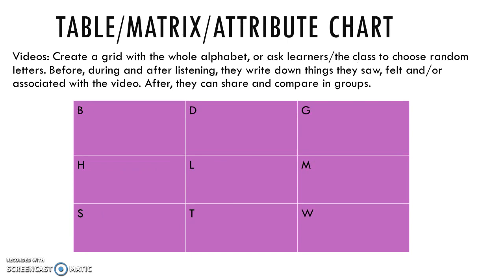Another table is useful for helping listening, whether that be from a CD or a video. So what we can do is you can create a grid with the whole alphabet, or perhaps a bit more manageable is choose certain letters, or ask the learners or the class to choose random letters. And then before, during, and after listening, they write down things that they saw, felt, and are associated with the video using words that begin with these letters. After, they can share and compare in groups. And again, this is really great for generating discussion and comparisons.